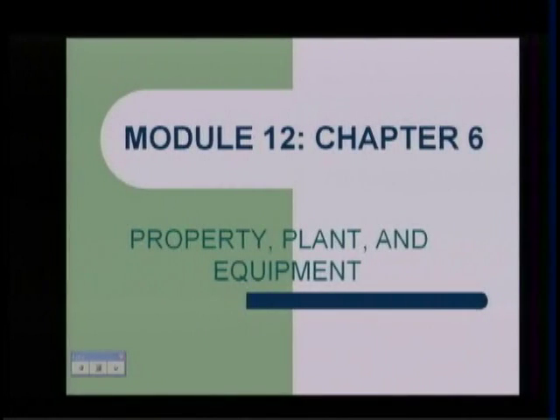Welcome to Module 12. In Module 12, Accounting 5000, we're going to finish up Chapter 12, Chapter 6, looking in Module 12 at such things as repairs and maintenance, disposal of assets, leases, intangible assets, and natural resources. So we're going to cover a number of things. A lot of them we'll just talk about. Some of them we'll actually work problems on. So let's start out by talking about repairs and maintenance.